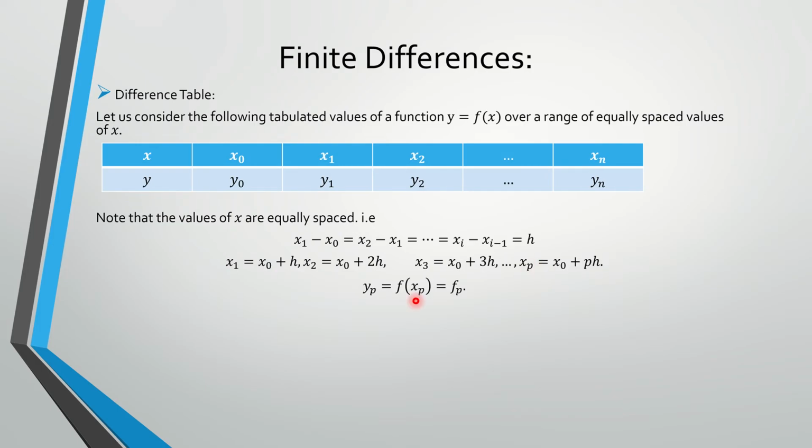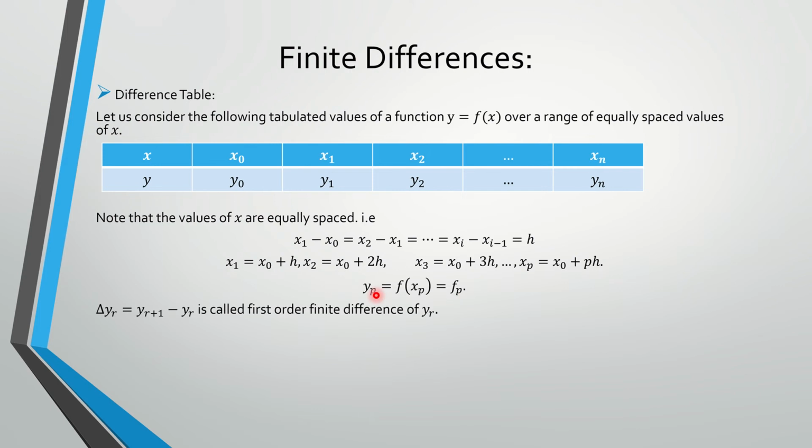Okay, and corresponding to the values of y, when we say yp, that means f of xp, meaning y0 will be f of x0, and y1 would be f of x1. In other words, we can say that it is f of x0 plus h, or x0 plus 2h, and so on. And symbolically, we may use this notation as well. You can use yp or you can use fp, it's the same thing.